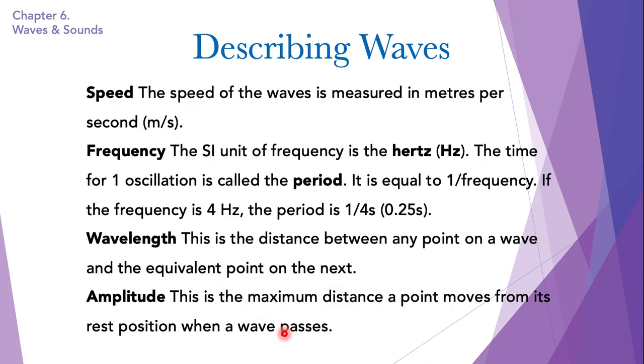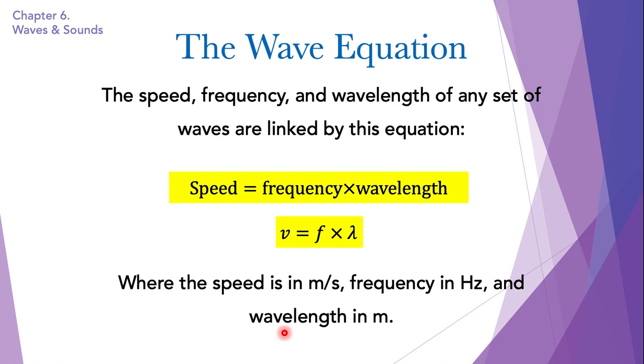Now let's move ahead on to understanding the wave equation. The speed, frequency, and wavelength of any set of waves are linked by this equation. We have speed is equal to frequency multiplied by wavelength. And in symbols we write it as V is equal to F into lambda. This sign is called lambda and it represents wavelength. So speed is measured in meter per second, frequency is measured in hertz, and wavelength in meters.